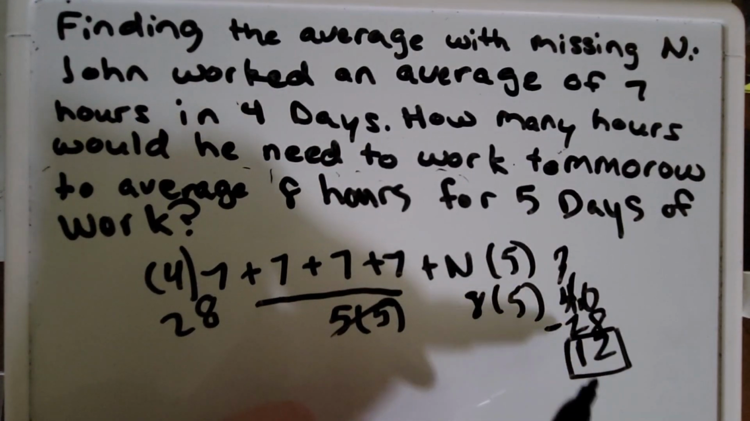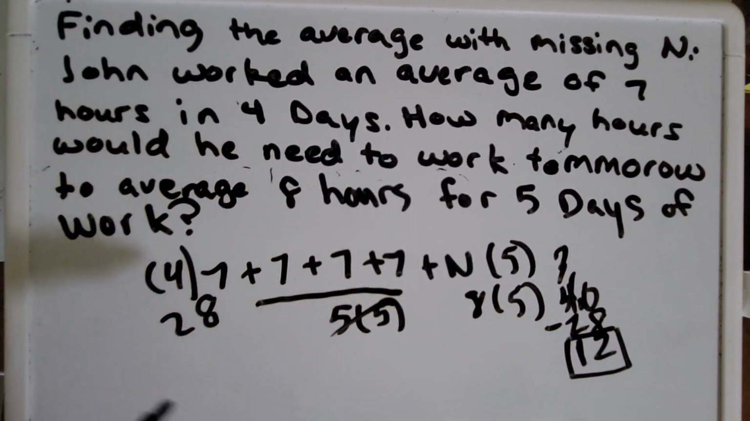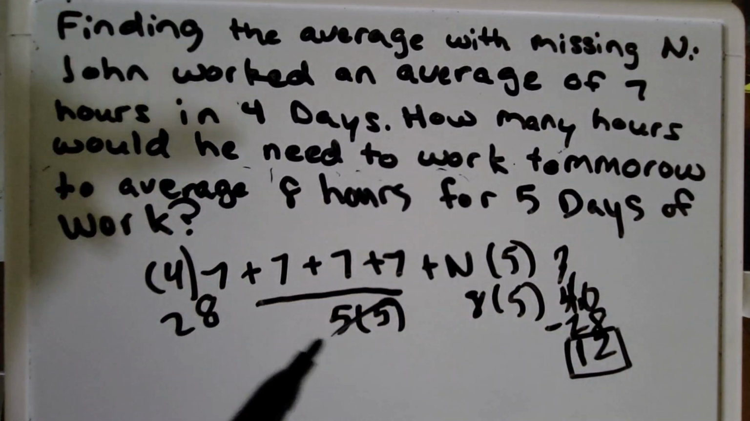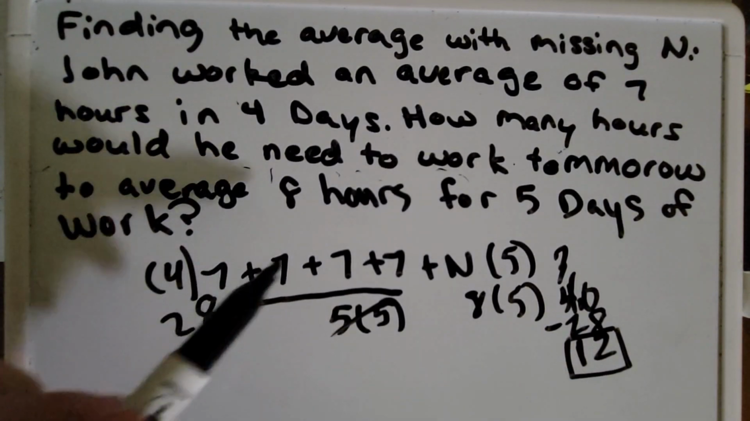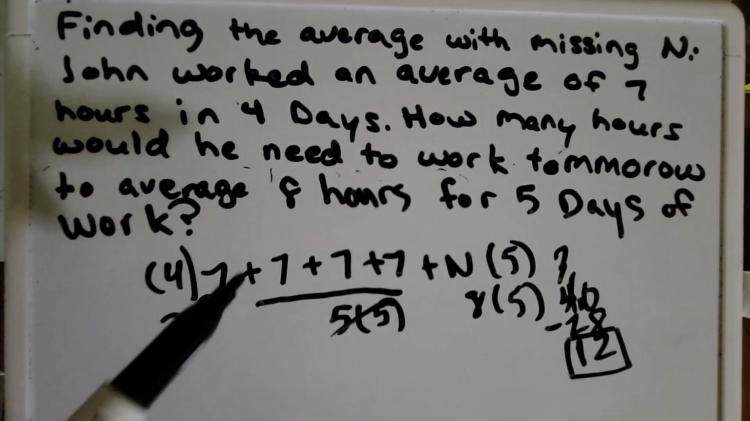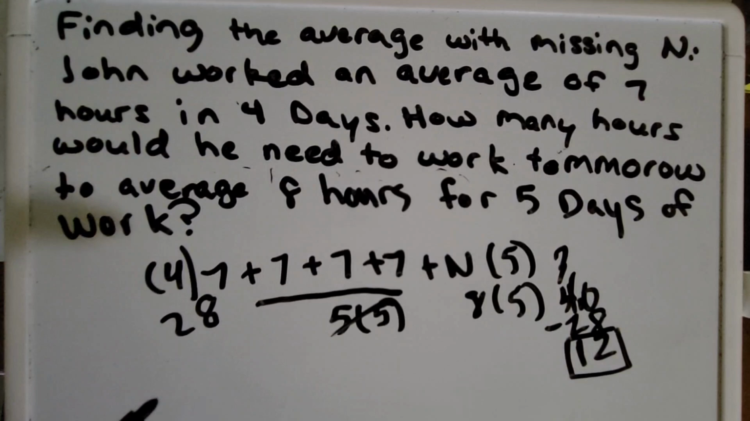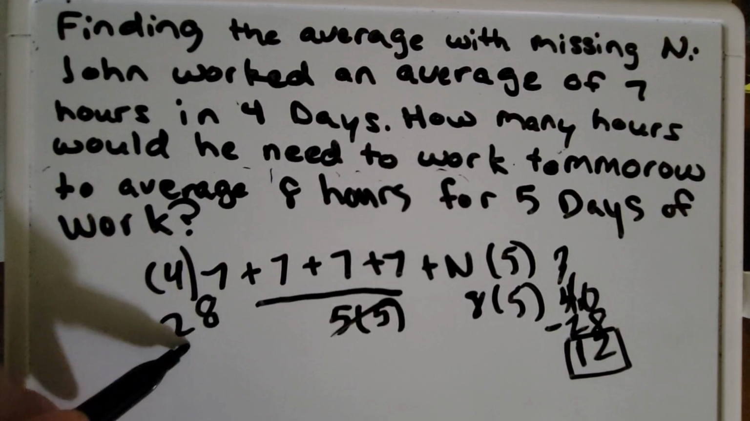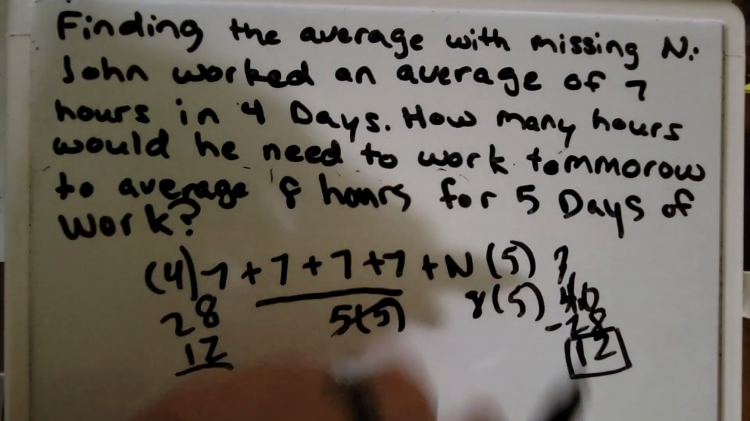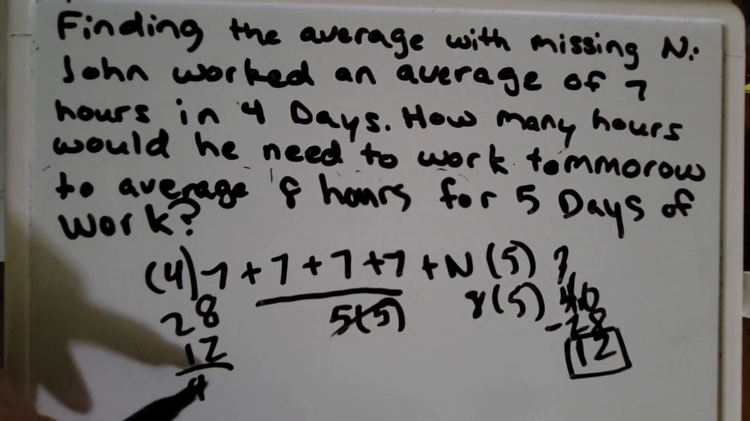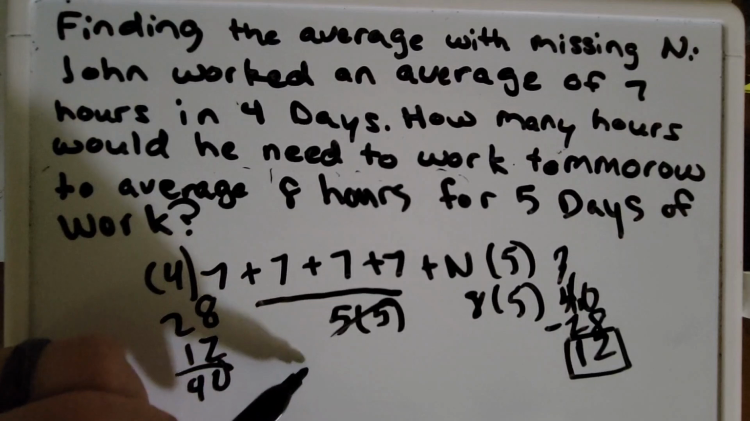You're going to need 12 hours on that 5th workday to average out to an 8-hour workday, or excuse me, to average to 8 hours for the 5 days, right? And here's how we can double check that work. So we're going to do 12 plus the 28. It's exactly the same thing as this, right? That's going to equal 40, right?